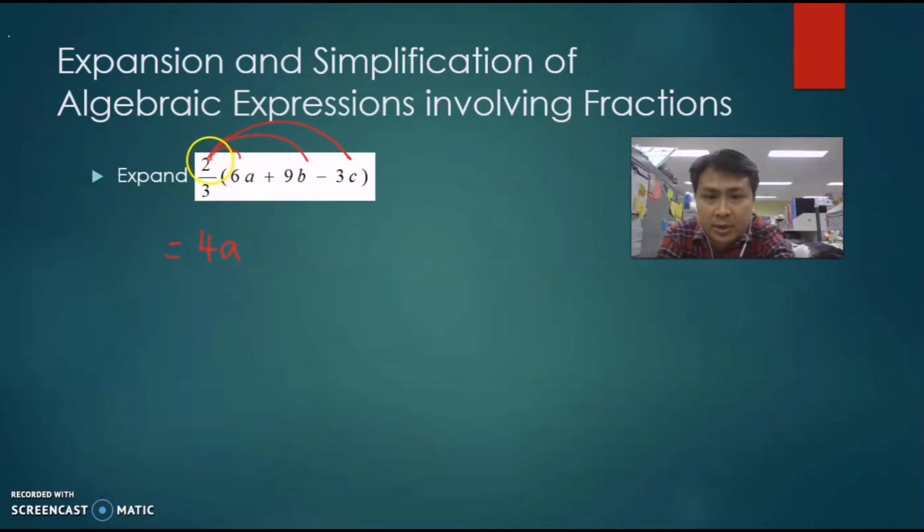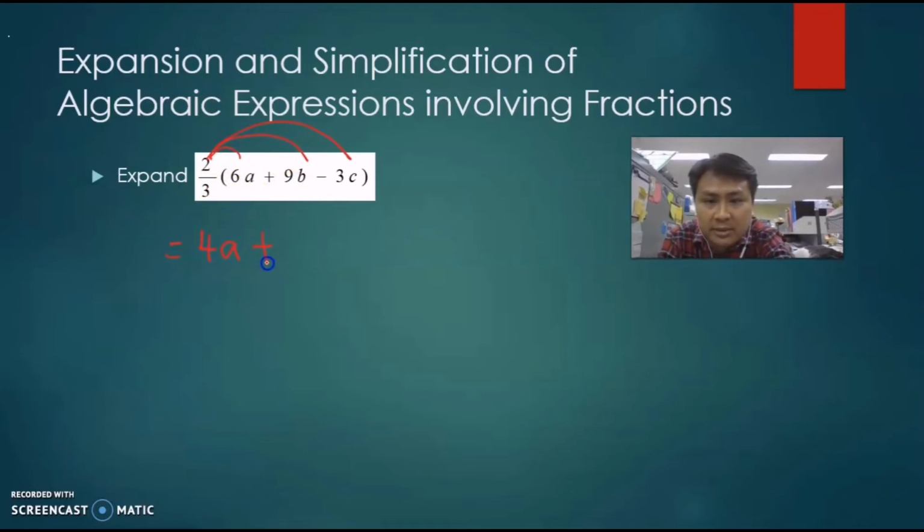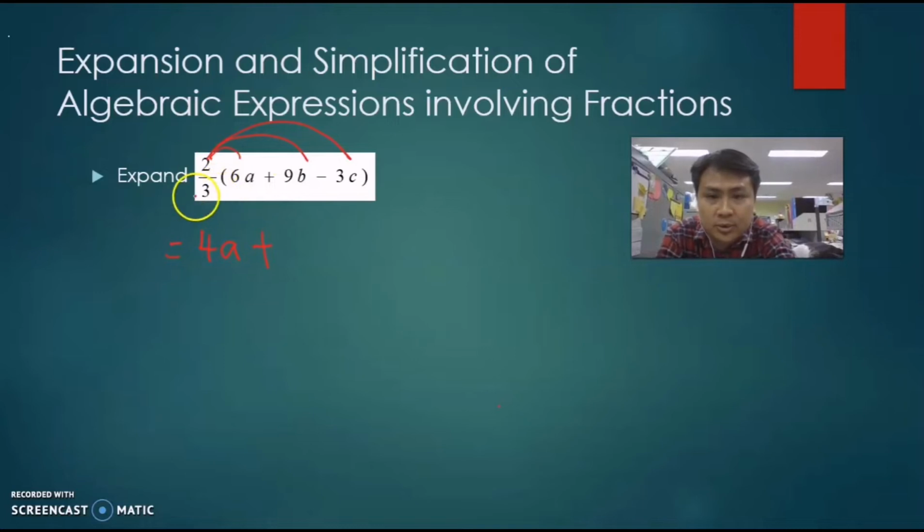Okay, now we look at the second expansion. 2/3 distributed to 9b. Again, think of your basic multiplication rules. So 2/3 times 9, positive times positive is positive, so you write a plus here. Then using your calculator, 2/3 times 9, you'll get 6. Then we write down the 6, and there's a b here, so we follow it with a b. That's how we get the 6b here.